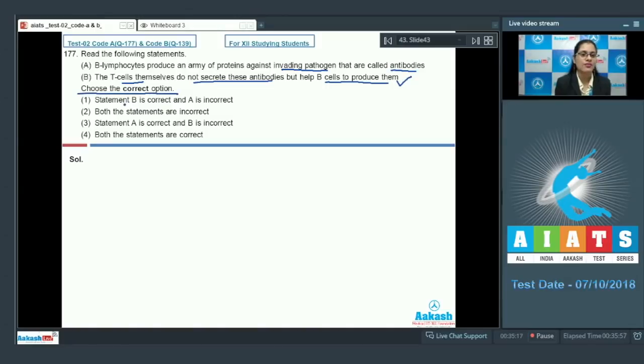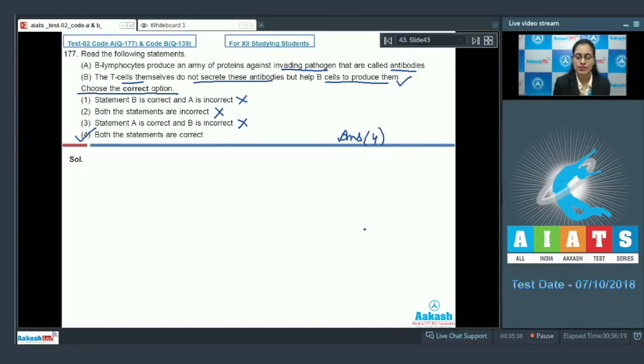The very first option given is statement B is correct and A is incorrect. This is incorrect. Both the statements are incorrect. This is also incorrect. Statement A is correct and B is incorrect. This is not true. The last option is both the statements are correct, and this is a correct option. So the correct option for this question is option number 4.